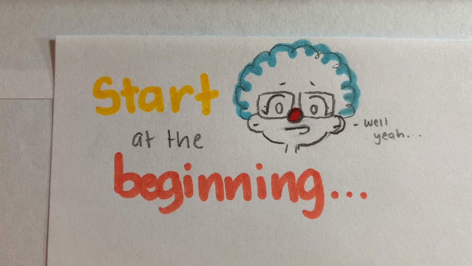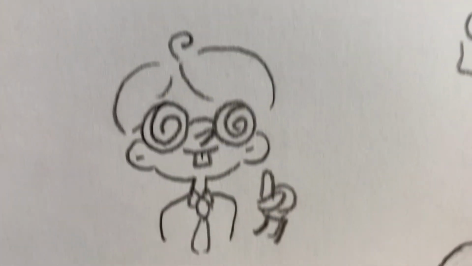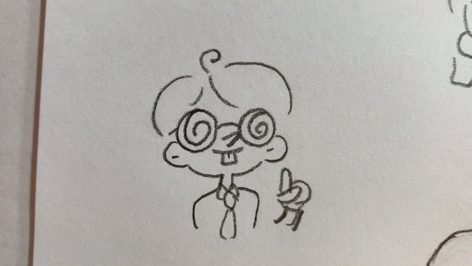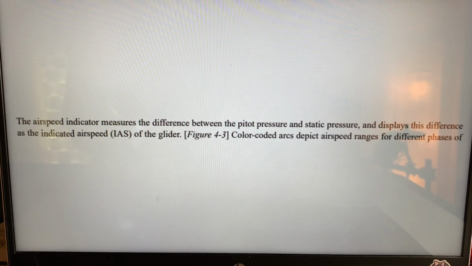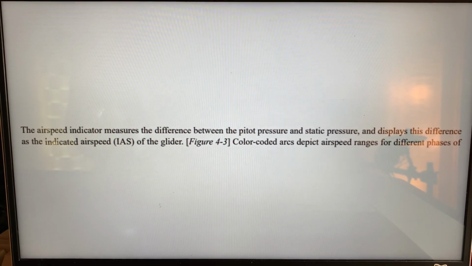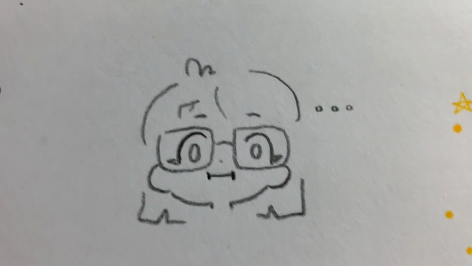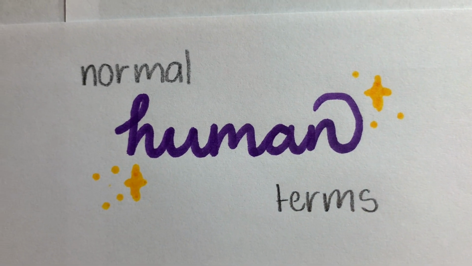So let's start at the beginning. What is an airspeed indicator? Well, according to Chapter 4 in the Glider Flying Handbook, which you can find through the FAA webpage, the airspeed indicator measures the difference between the pitot pressure and static pressure, and displays the difference as the indicated airspeed, or IAS, of the glider. If you didn't understand that at all, well, neither could I. So my job here is to try to explain it, put it in normal human terms for us.